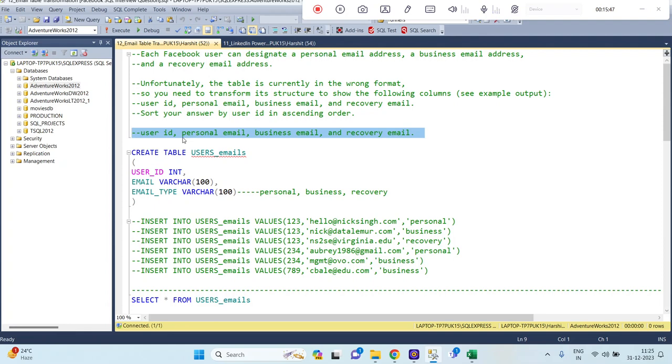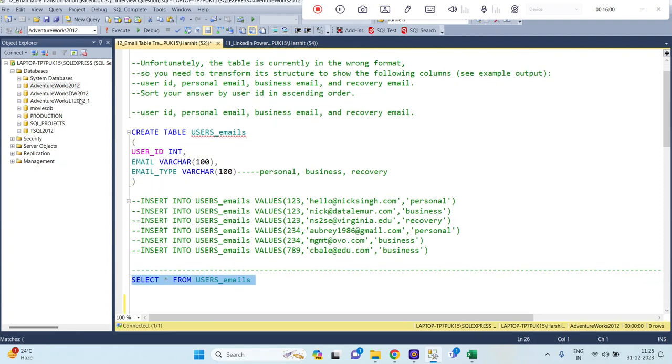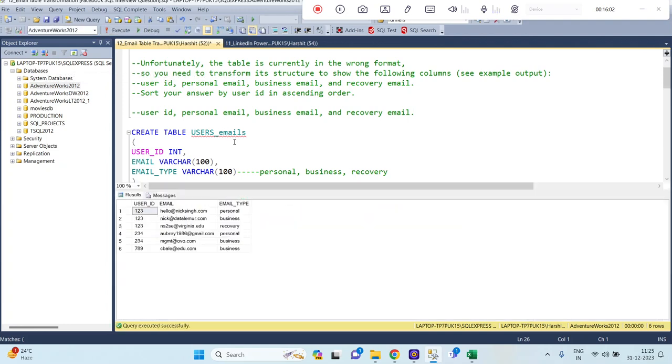So I have created this table. Create table user_emails. In that, these three columns are given: user ID, email, and email type. Now let me show you the data. If you see over here, the table is currently in the wrong format. Our requirement is user ID, personal email as one column, business email as one column, and recovery email as one column. Now how can we get it?